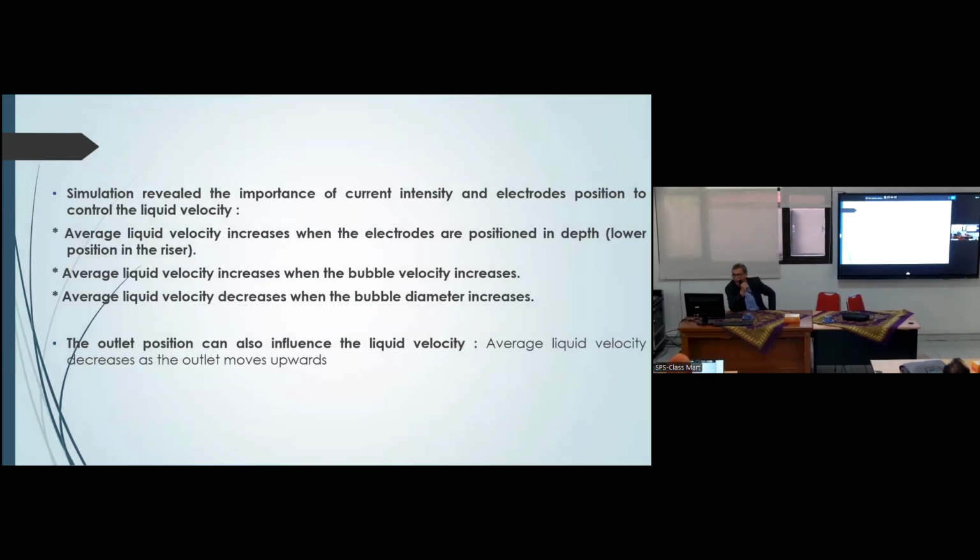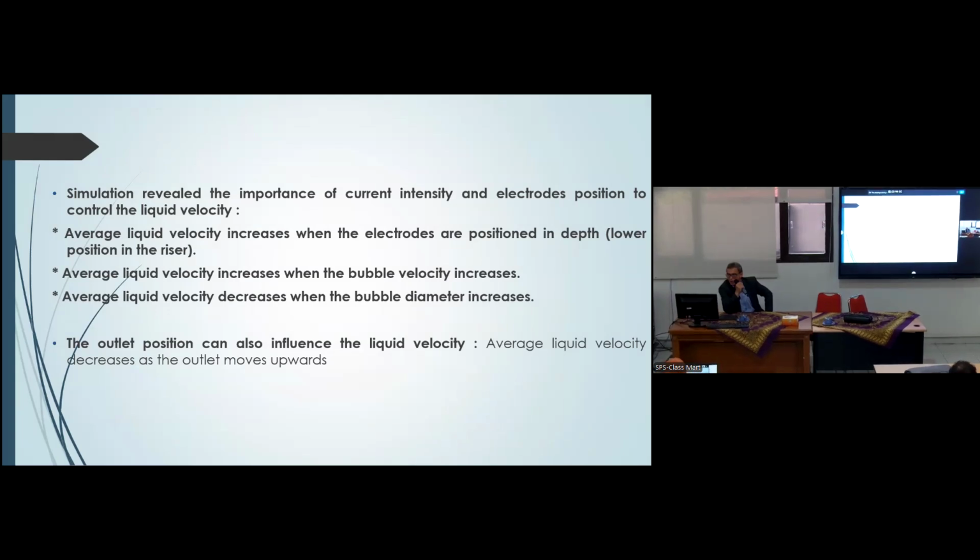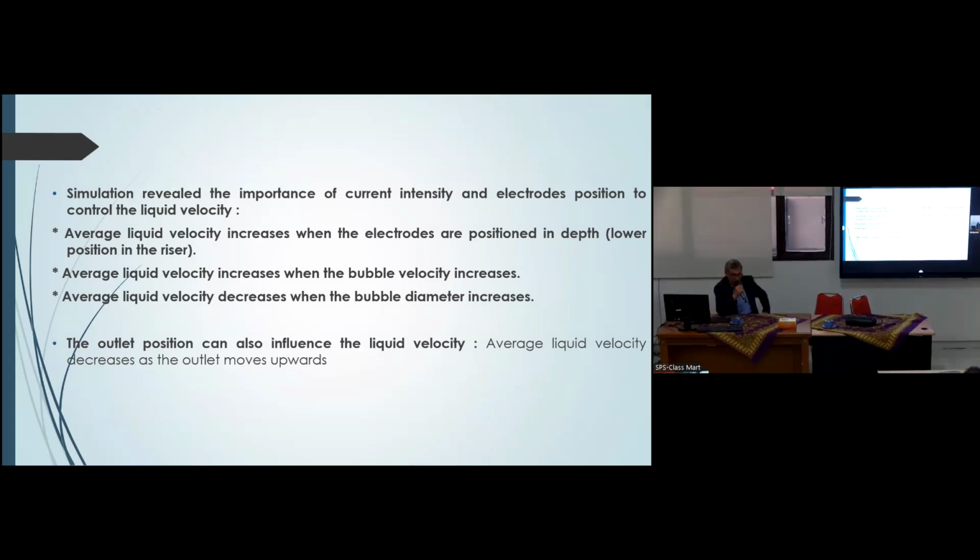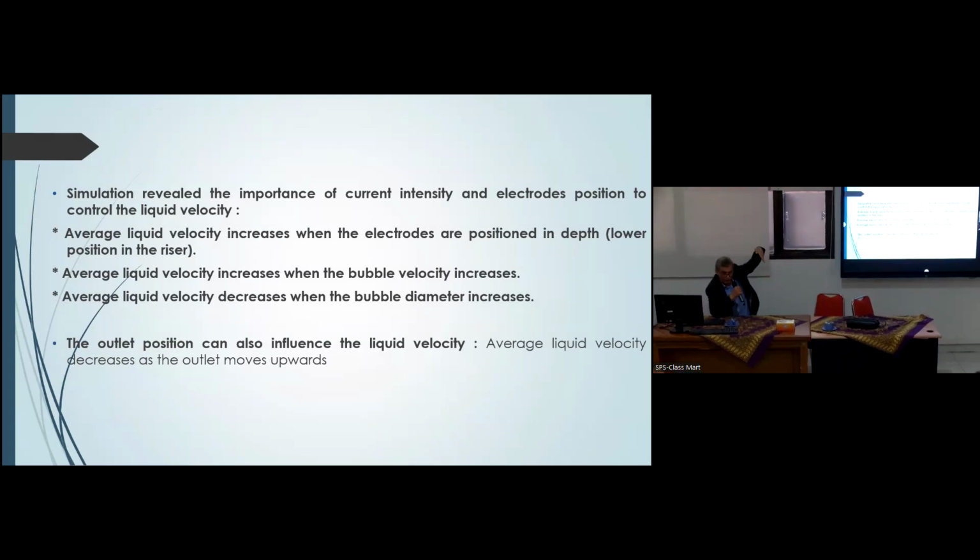So the simulation revealed the importance of current intensity and electrode position. It's confirmed by simulation: the position of electrodes in the downcomer is very important. Average liquid velocity increases when the electrodes are positioned in depth. Average liquid velocity increases when bubble velocity increases, and decreases when the bubble diameter increases. So we have the details of the movement of the liquid by simulation. The outlet position can also influence the liquid velocity. Next.